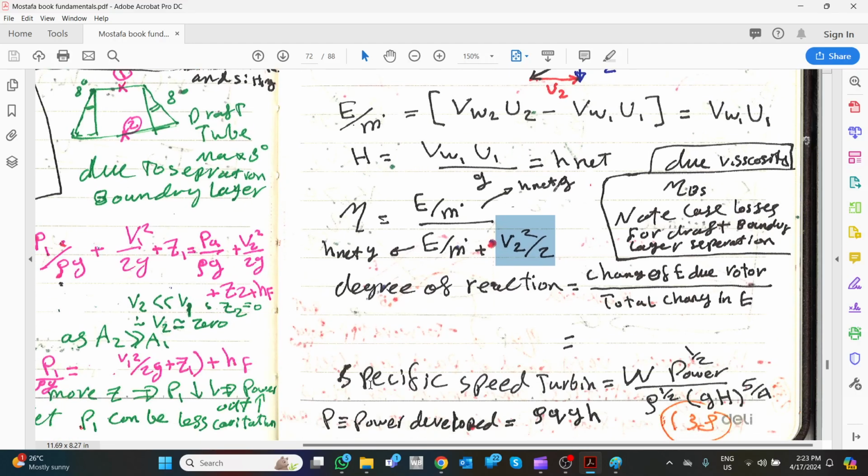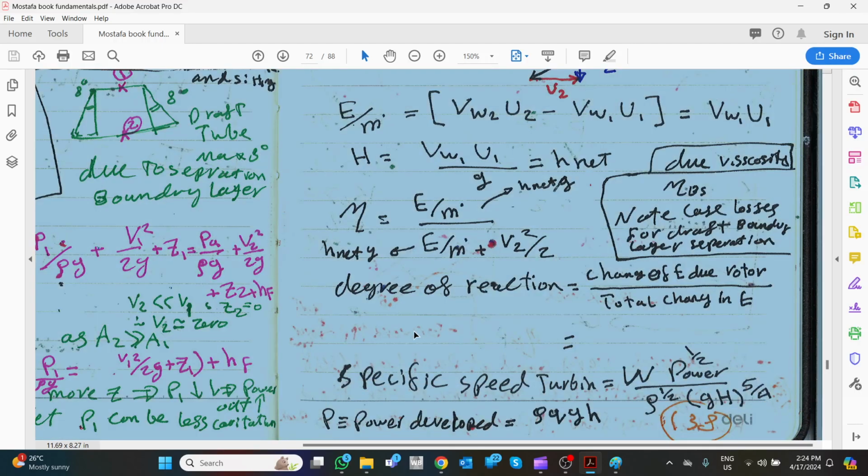Now we have a specific speed for the turbine. We already discussed it in the last session. What is the specific speed for any turbine? It is omega, the rotational speed, multiplied by power to the half, divided by rho to the half, multiplied by g h to the power 5 over 4. And it comes from the Buckingham pi theorem, by the way.